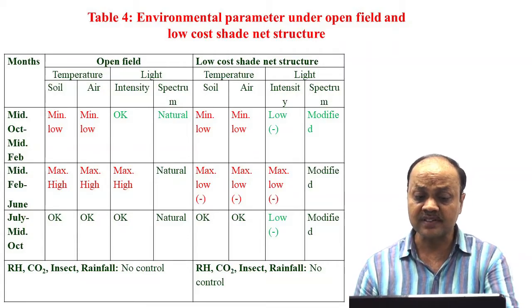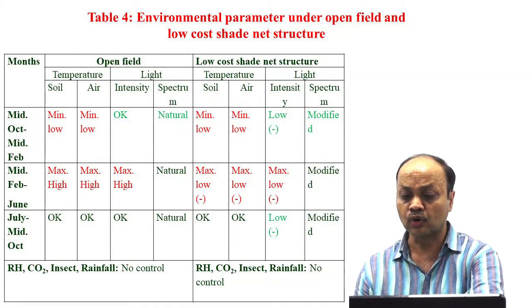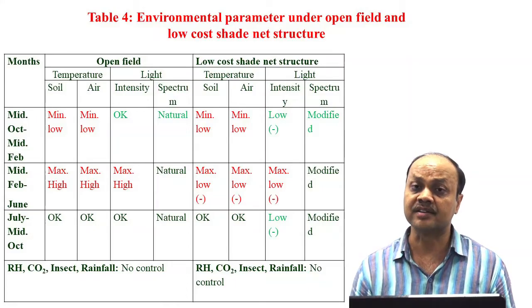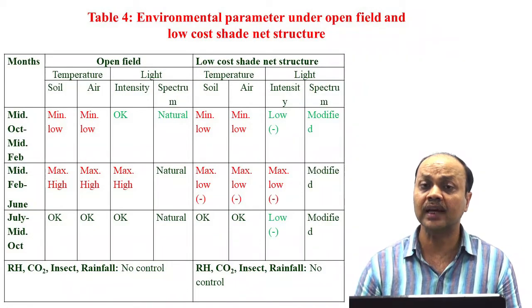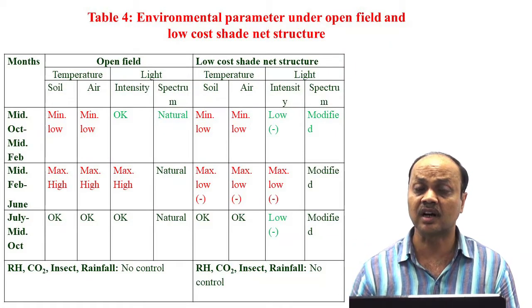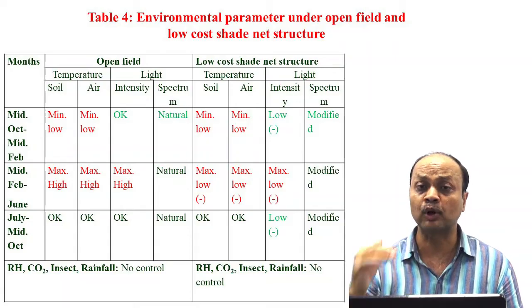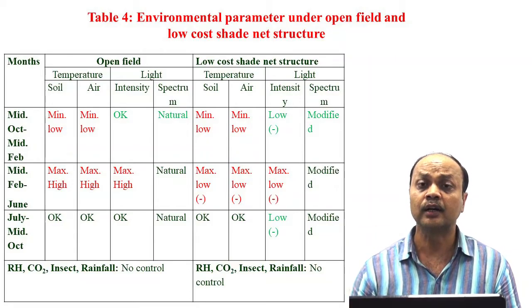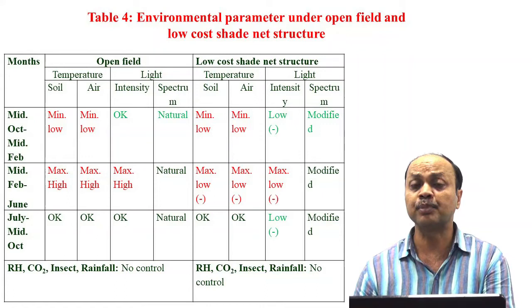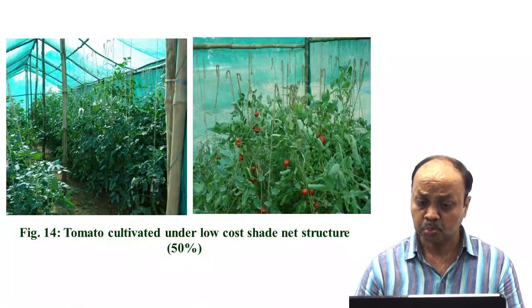But you can see that during summer it reduces the maximum temperature, and so the soil temperature also, and it also reduces the light intensity, because it is cutting the light. So normally you use the shade net structure to reduce the light intensity, to cut the light. Depending upon your color and shade percentage, the temperature will also normally reduce inside your shade net structure.